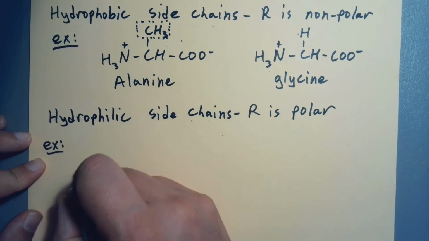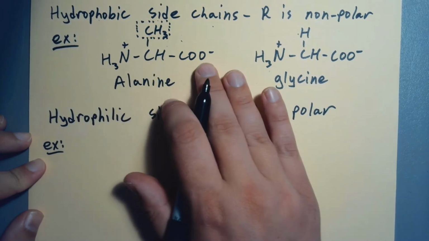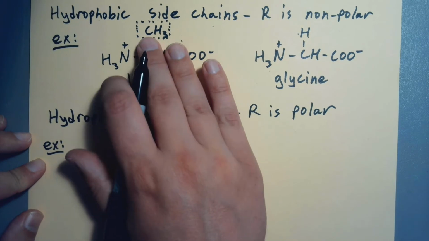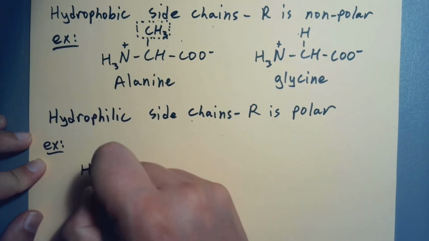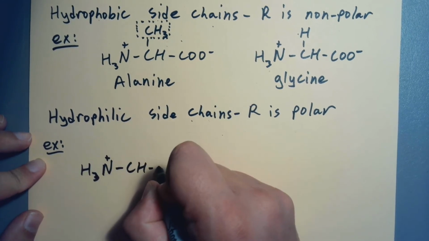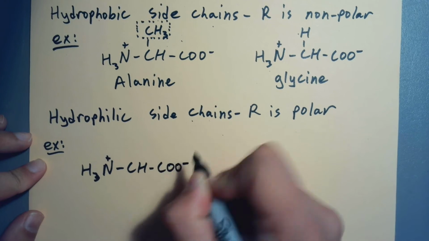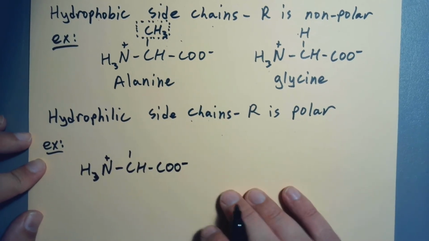Now we're going to draw serine. Guess what I'm going to start out drawing? Right there. That's not changing. All it's going to change is what I put above it. So I'm still going to have H3N+, CH, COO-. Okay, right there, that's enough to tell you this is an amino acid.